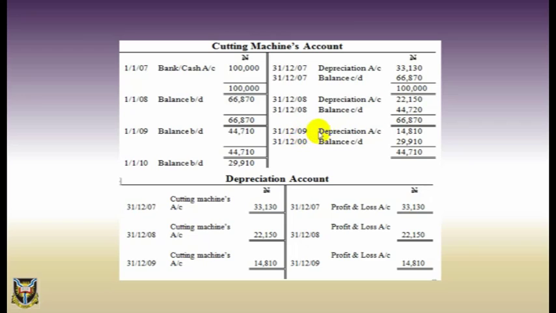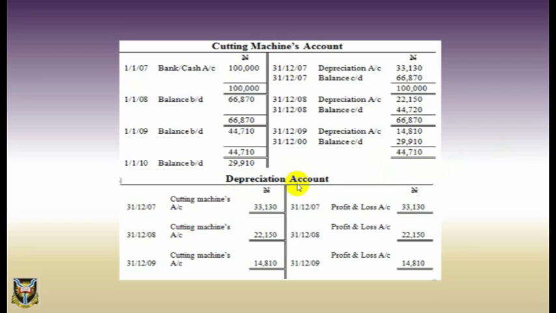31/12/2009 depreciation account 14,810. 31/12/2009 balance C/D 29,910. Total 44,710.